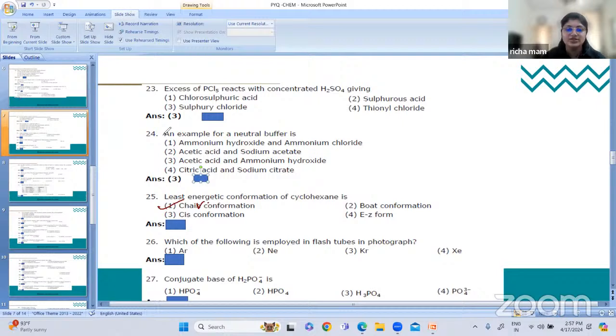Okay, let us go for the next one. Let us see those. Yes. Okay. Option number A, 1. So which of the following is employed in flash tubes in photography? So in photography, what is in flash tubes, what we use? Argon, neon, krypton, or xenon?